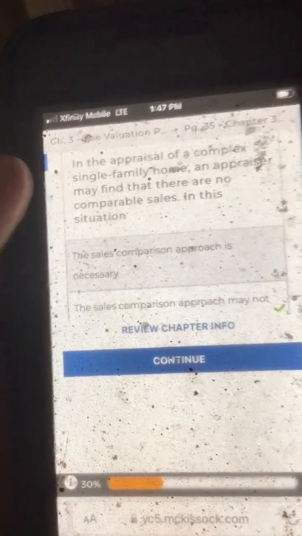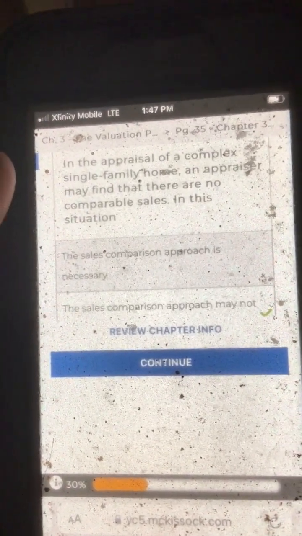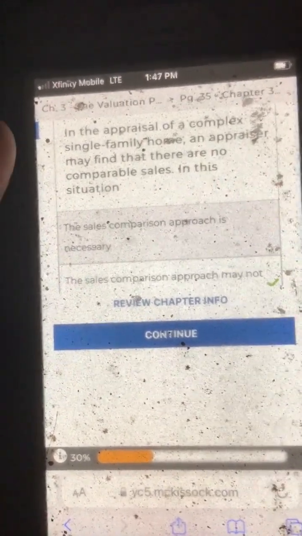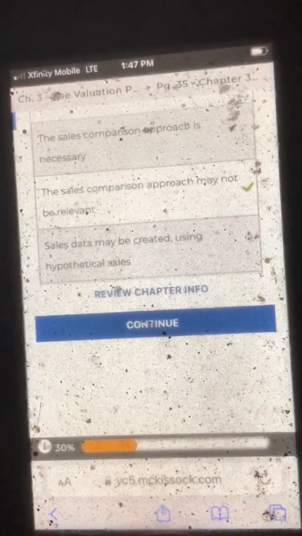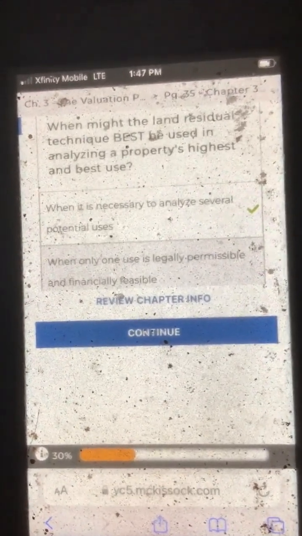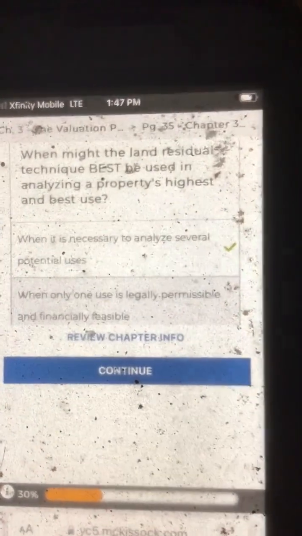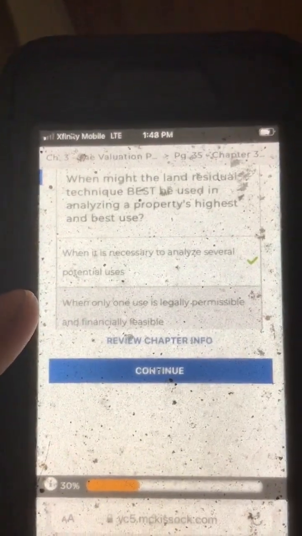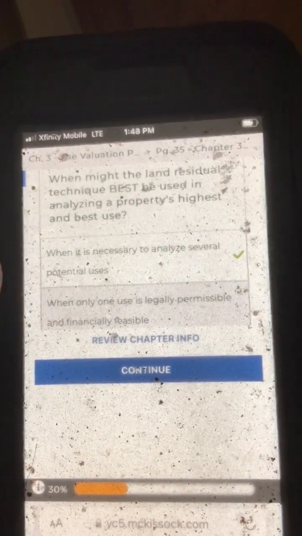Number 9. In the appraisal of a complex single-family home, an appraiser may find that there are no comparable sales. In this situation, you said the sales comparison approach may not be relevant. That is correct. Number 10. When might the land residual technique best be used in analyzing a property's highest and best use? You said when it is necessary to analyze several potential uses, and that was correct.